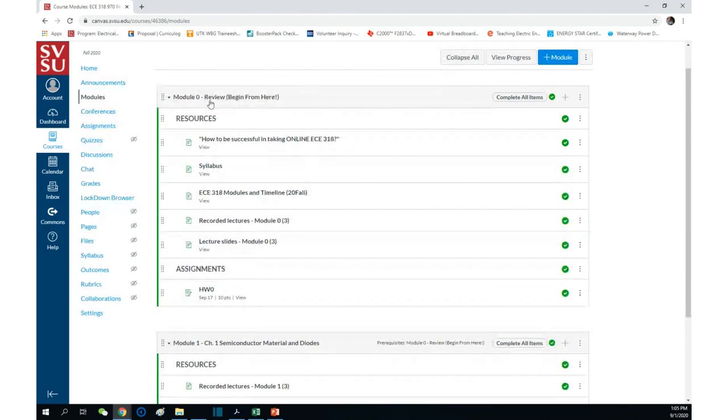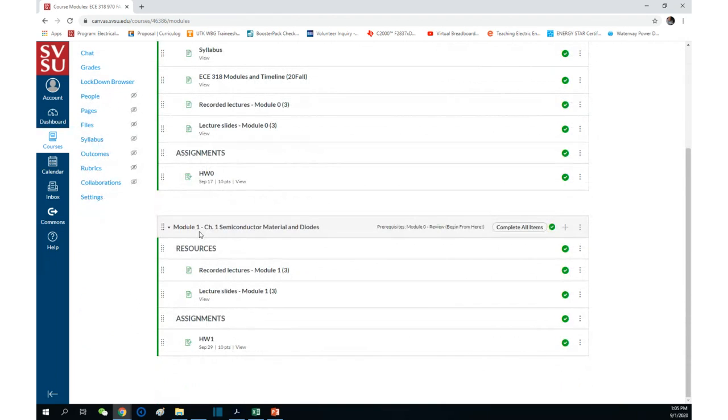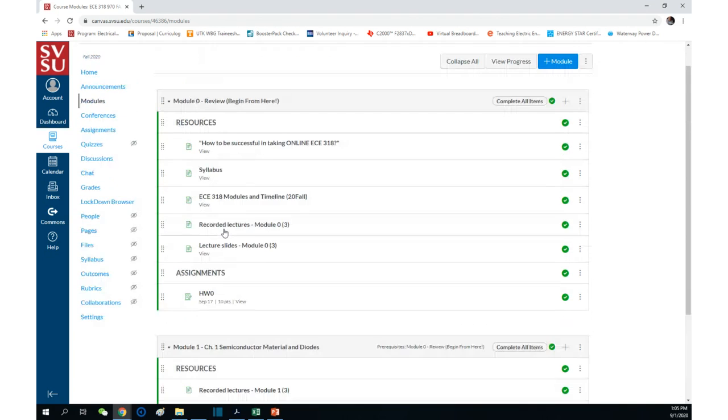Topic 0 is review. Topic 1 is corresponding to chapter 1 in the textbook, semiconductor material and diodes. Pretty much just the topic, okay? Topic, module, and the chapter. They mean the same thing, basically, okay? So this is how you understand these modules.